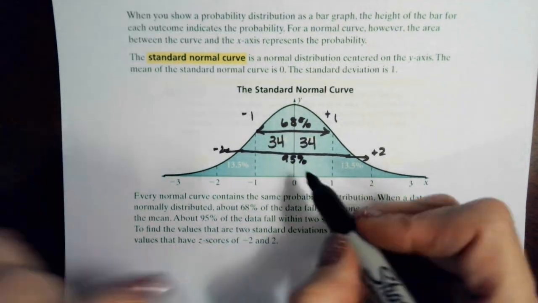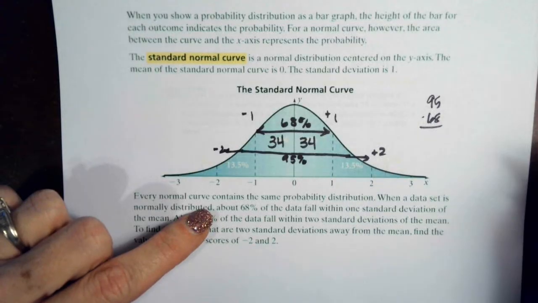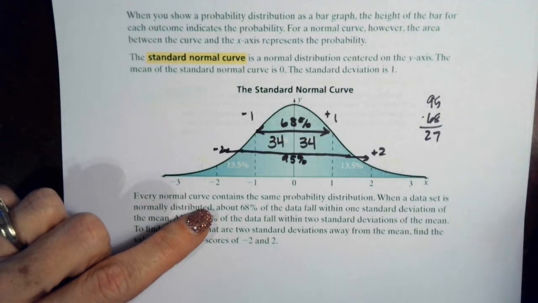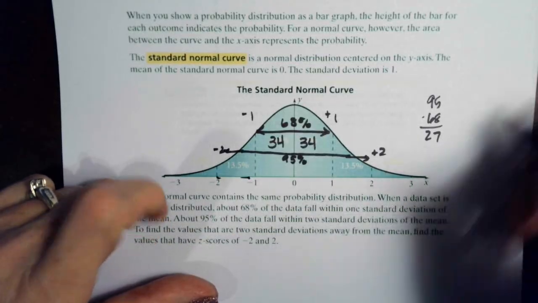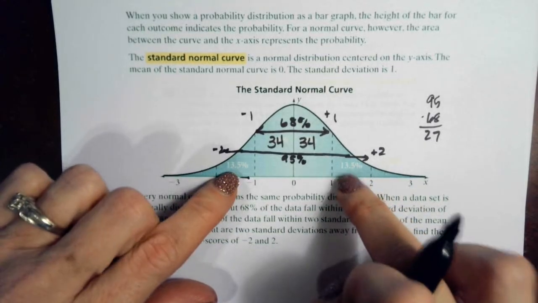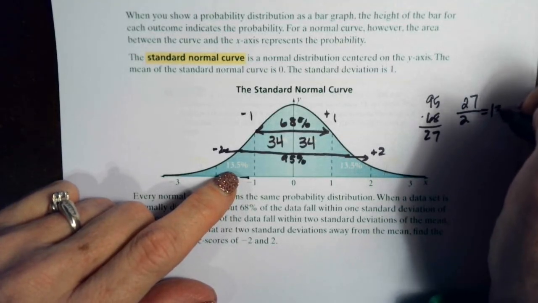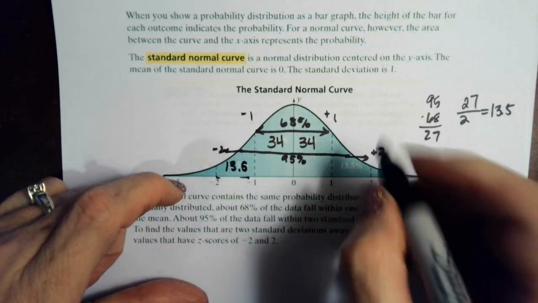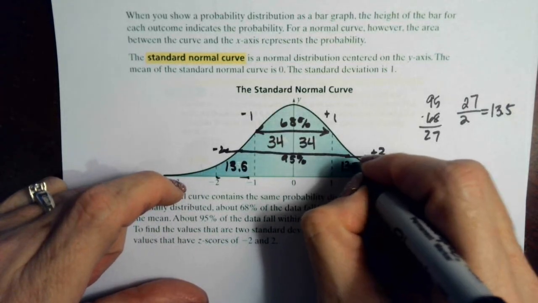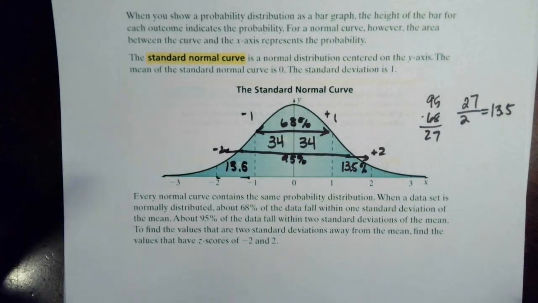Okay, so 95% minus the 68 is going to give me 27. And then 27 divided by 2, because we have both of these pieces. So 27 divided by 2 is 13.5. And that's where they get this 13.5 from. And I just wanted to make it a little bit darker because I couldn't tell. It doesn't look like it's showing up very well.